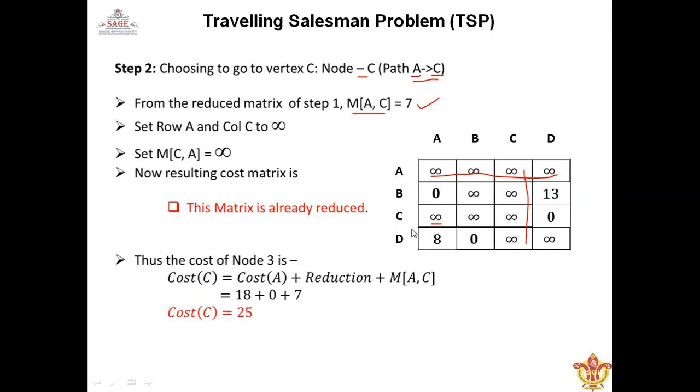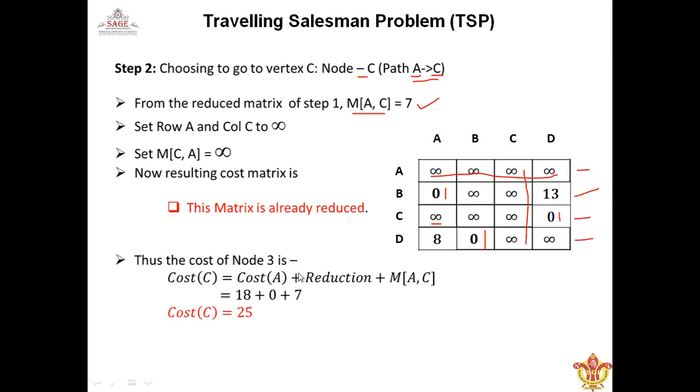Now we'll have to reduce the matrix. If you want to do the reduction, in row reduction there is no number, only infinity, so it is not required to be reduced. 0 is there, no reduction. 0 is there, no reduction. 0 is there, no reduction. So row reduction is not required. In the column section we have a 0, no reduction. 0, no reduction. No values are there, no reduction. 0 is there, no reduction. So it is already reduced.